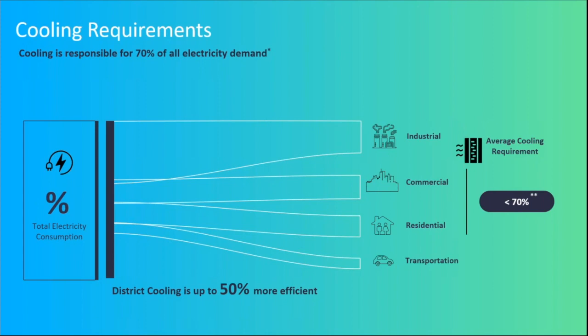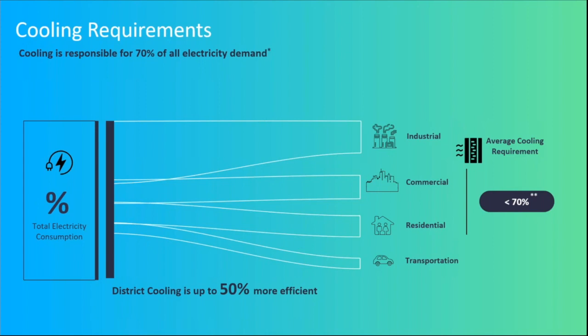So if we consider that this is the contribution of cooling to electricity demand, and the fact that there are technologies that are much more efficient than conventional standalone cooling, like district cooling, which is more than 50% efficient, then we can understand how simple the equation is. Even though district cooling is still considered a niche market in the GCC and worldwide.